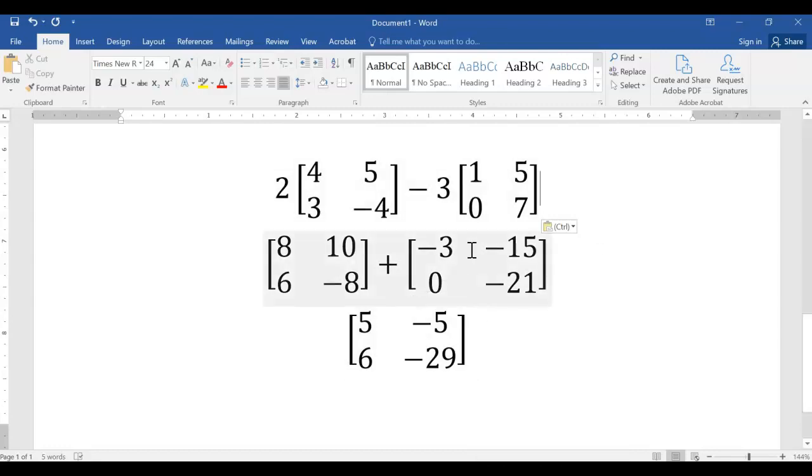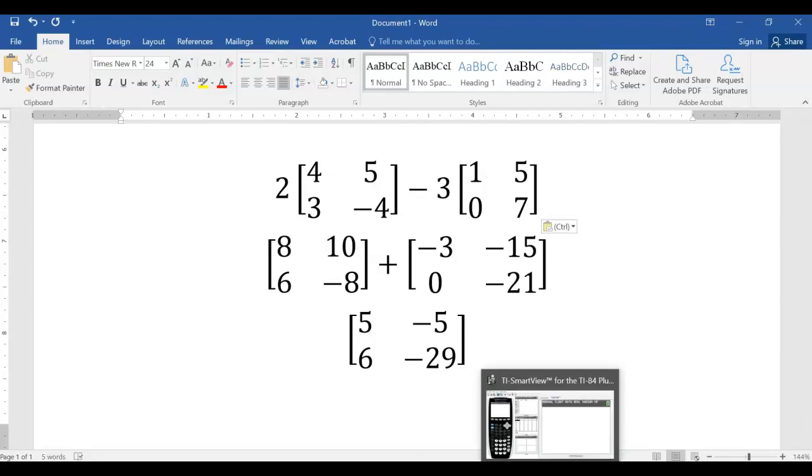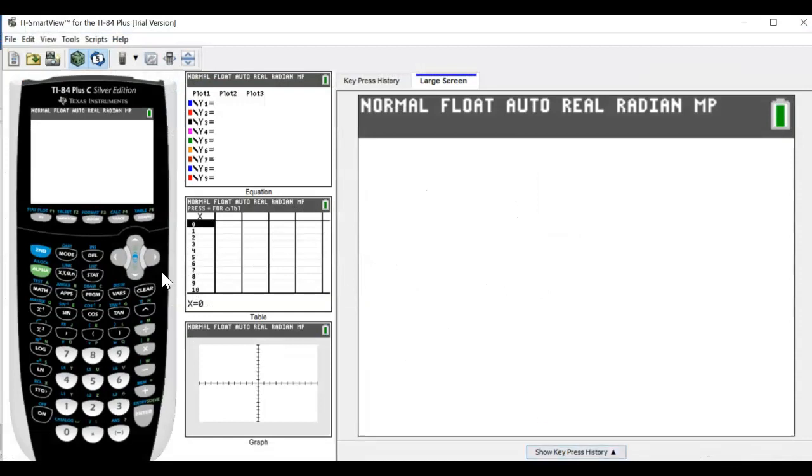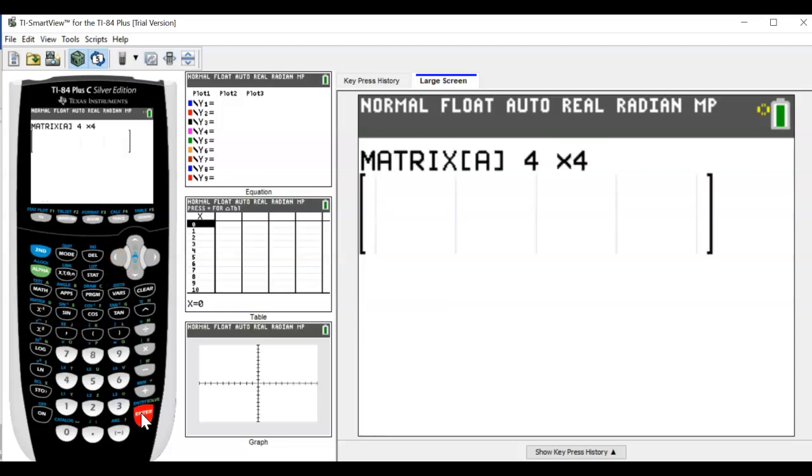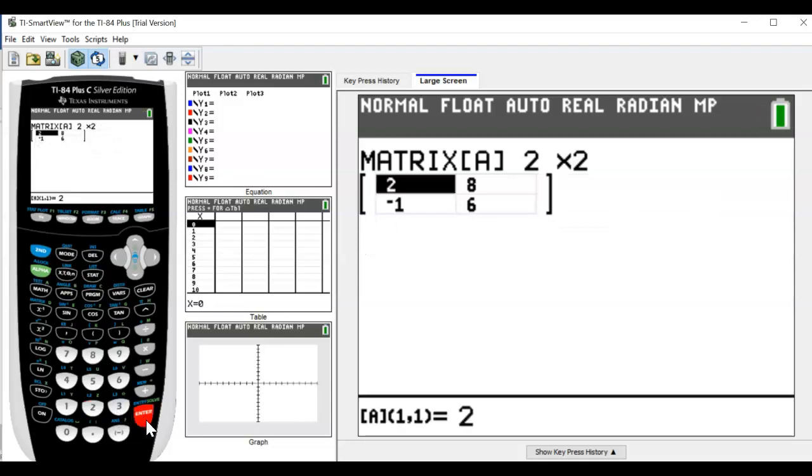Now, actually, in a problem like this, it's quicker to do it by hand, probably for most people. But if we get into some really big matrices, maybe it is easier to enter it in the calculator. So let me show you how to do that. Our standard matrix menu that we always use, edit. I'll call that first matrix, my 2x2 matrix, matrix A. That was 4, 5, 3, and negative 4.